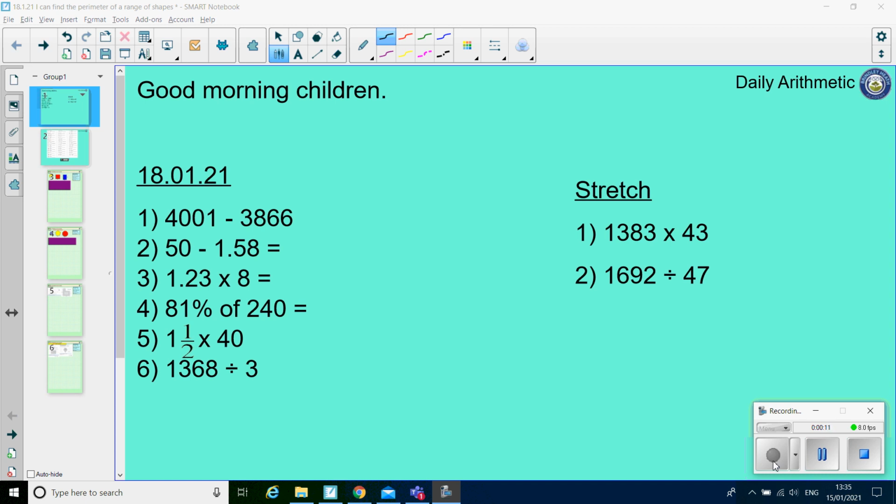Before we get into the main part of our lesson though, as usual we've got our daily arithmetic practice. If you find the questions hard today, don't worry. Remember the questions will stay the same for the rest of the week, just with different digits, okay? And I will explain them after you've done them. So pause the video now and give them a go.